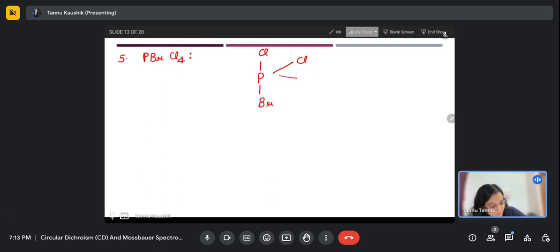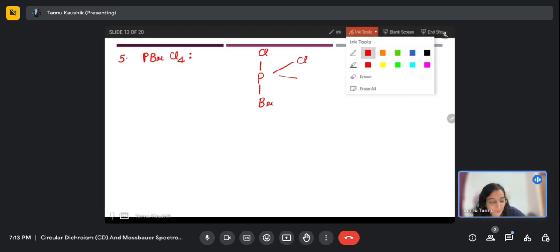So again, it depends on these chemical bonding rules, where you will see that heavier atoms will be placed axially. Sterically, this bromine is heavier than the chlorine atom, and this will have steric hindrance on the molecule. So we put it on the axial position, so that in the molecule we have minimum steric hindrance.